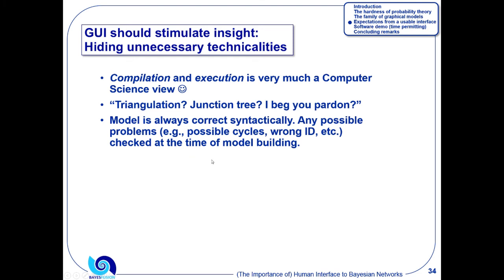Another thing that I think is useful is that we keep the model under construction always syntactically correct. Whenever you add a node, it already has two states and a uniform distribution, which makes it syntactically correct. It's still useless, but it's at least syntactically correct. You can detect any possible problems with the model, for example, cycles, wrong ID, etc., at the time of building the model. You don't need to have a special phase that checks that.